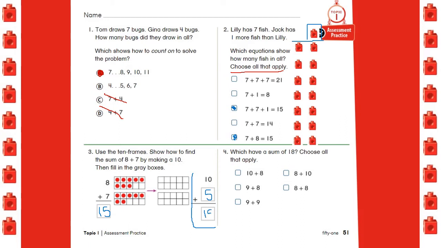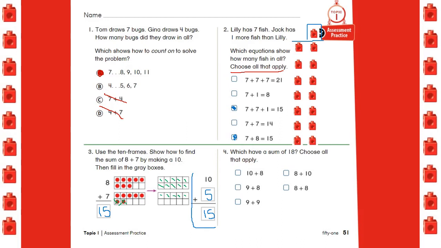Okay, and just to show you what the 10 frame would look like, you would put 10 markers at the top, right? Because we're making a 10. I'm not making nice circles here. I know I'm just drawing lines. And you would cross out 2 from the bottom. And you would have 5 here. And 10 plus 5 is 15.